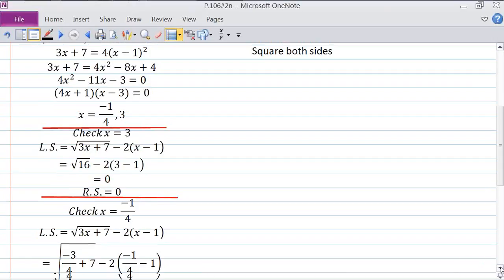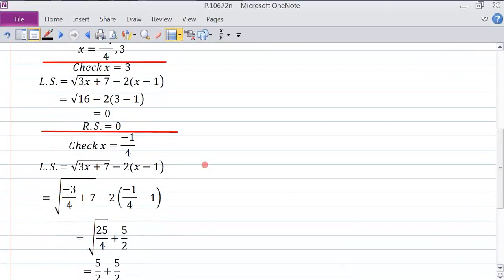So that works out. Now when we check with x equals minus a quarter, we replace the x here with minus a quarter. We get minus 3/4 plus 7. Here we're replacing the x with minus a quarter. So we're going to get a common denominator here. This is 28 over 4. Instead of writing 7 over 1, we're going to write 28 over 4. 28 minus 3 over 4 gives me 25 over 4.